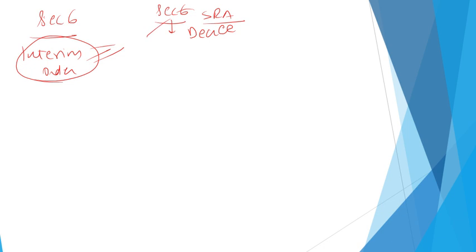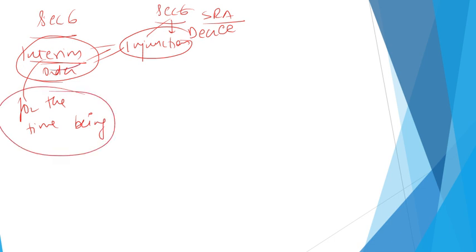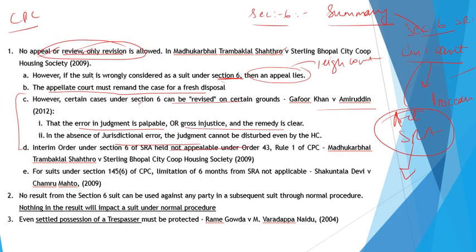An interim order is like an injunction order filed. In between, interim is for the time being. For the time being, they have given this whole interim order. It is also not appealable because it is a summary procedure again. For suits under this section, limitation is not applicable. That also we have discussed earlier as well.